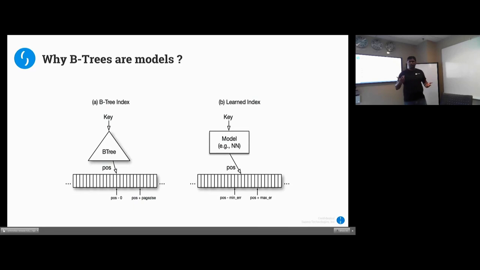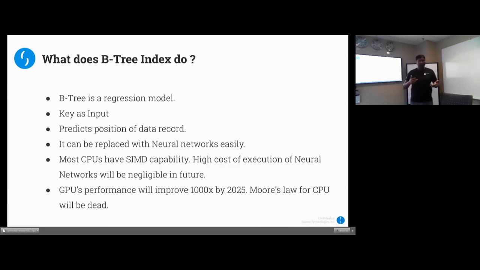I think it's going to rain tomorrow, maybe not. So that is regression: how much is it going to rain? What it really does is it takes a key as an input. It predicts the position of a particular data record. That's what it does, right? It can easily be replaced with a learned model like a neural network, which is deep learning.